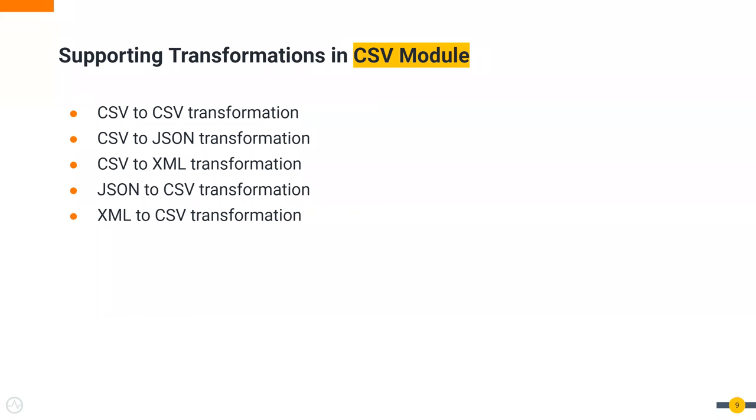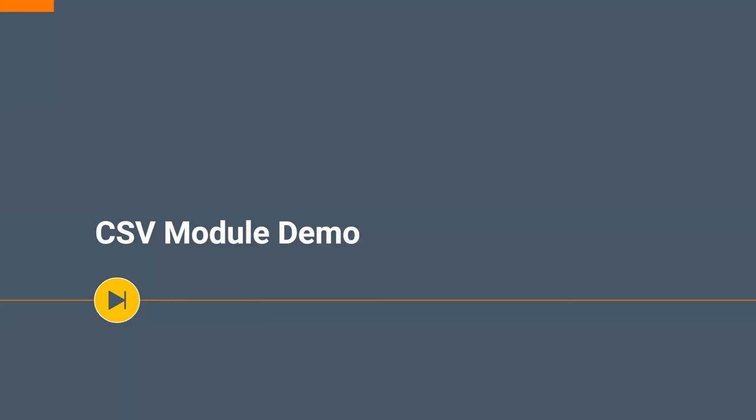Let's say I have a JSON array, and I want to convert that into a CSV. We can easily do it with a single step. And also, if you have an XML, then we can easily convert it into a CSV. So those are the operations that are supported by the CSV module. And yeah, let's go and see a demo of how it works.